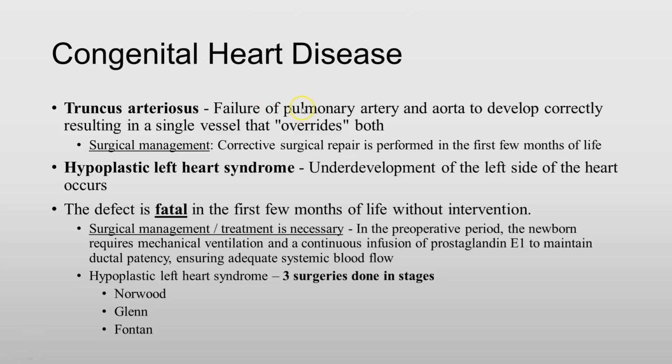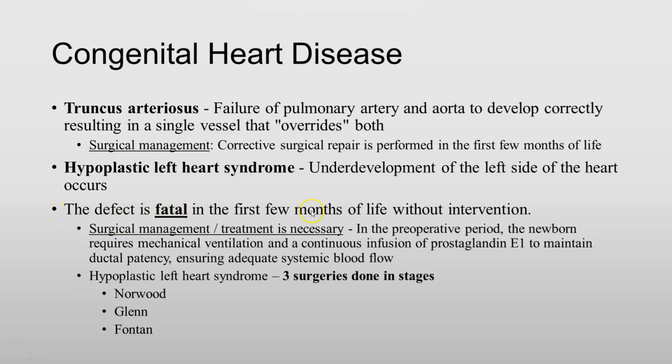So truncus arteriosus is failure of the pulmonary artery and the aorta to develop correctly. So you end up with one big vessel and it overrides both. So they're going to need corrective surgical repair. We want blood going to the right places. Hypoplastic left heart syndrome is just an underdevelopment of the left side of the heart. So you can imagine how that would affect cardiac output.